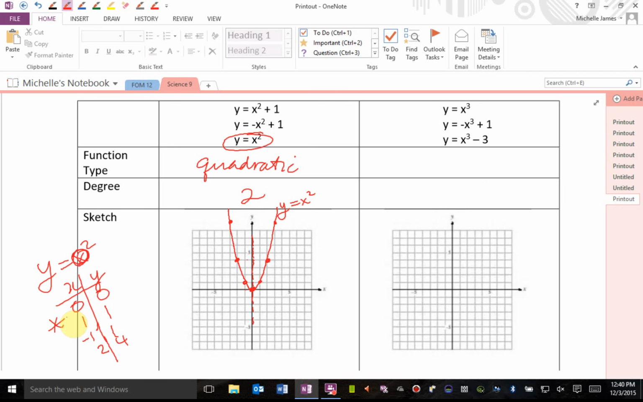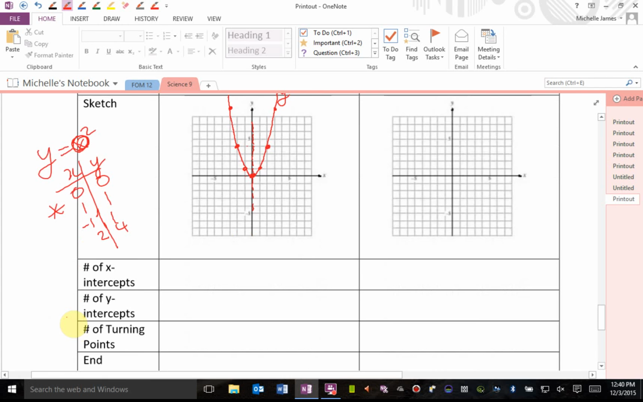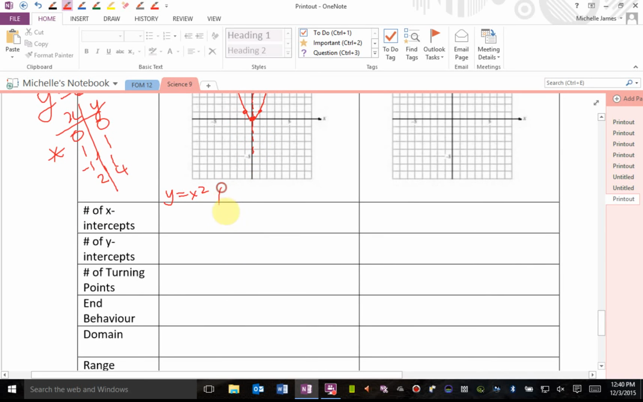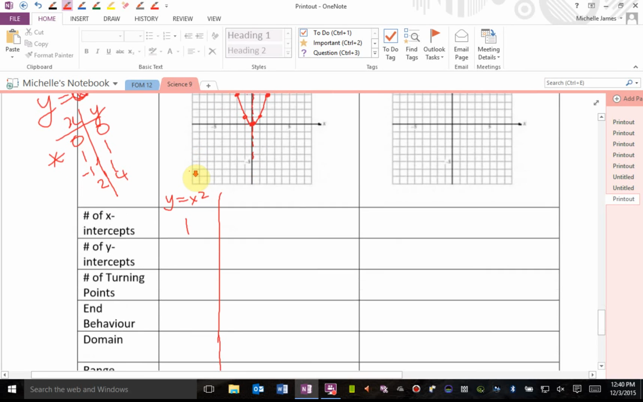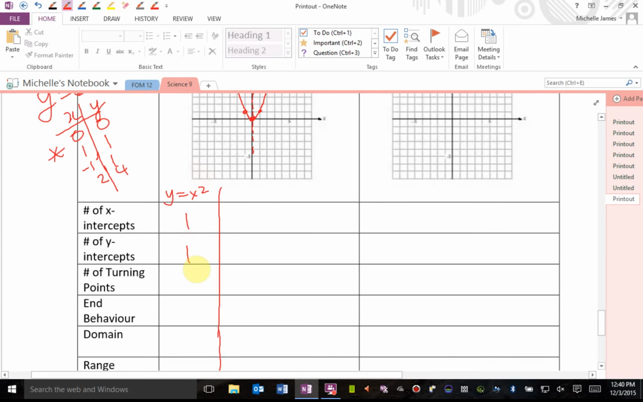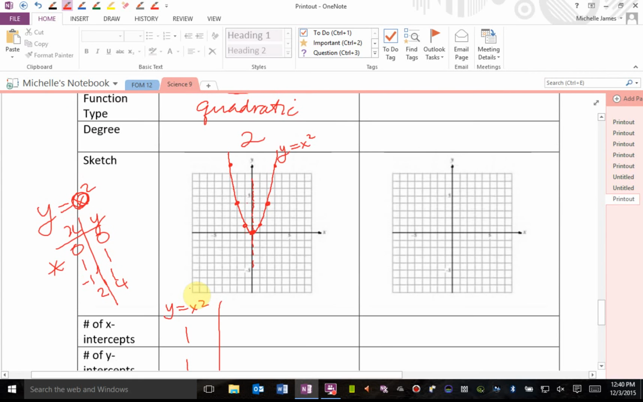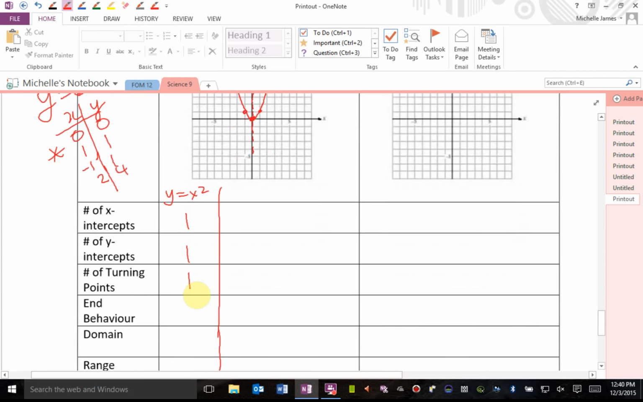All right? Talk about behavior. How many x-intercepts does this particular one have? It has 1, right at the vertex. How many y-intercepts? 1. How many turning points? 1. What's its start and end behavior? Starts in 2, ends up in 1.